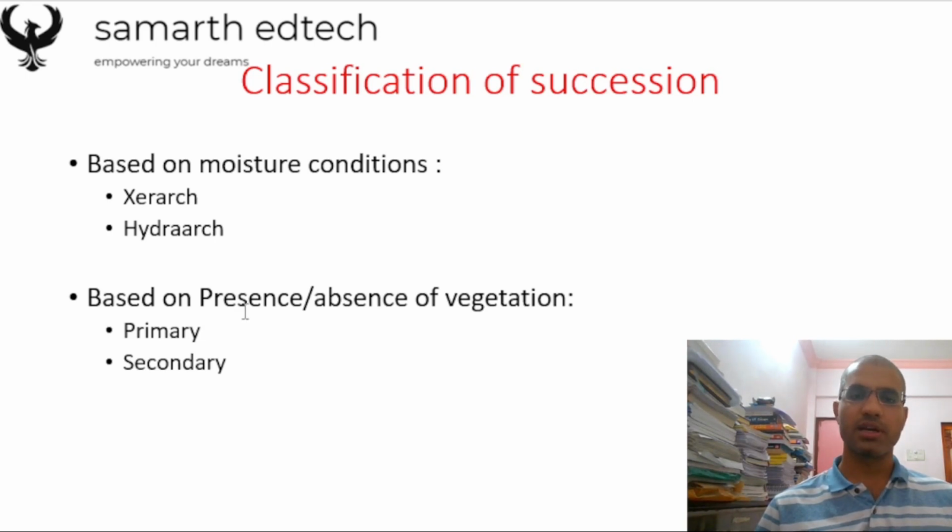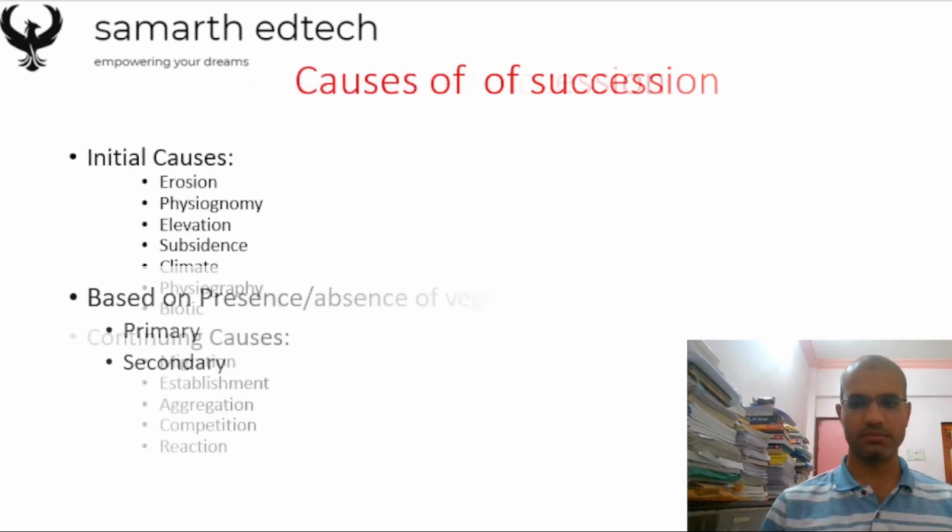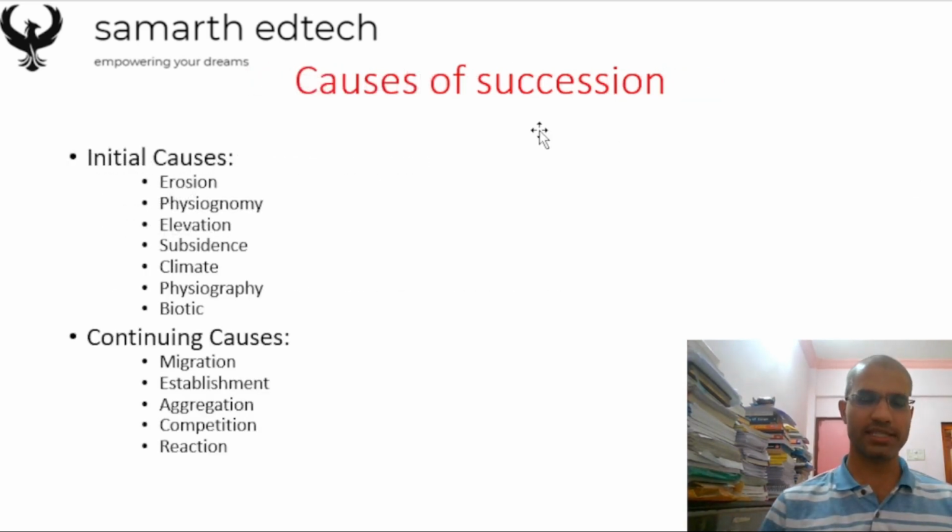Whereas in the case of the other type, that is based on the presence or absence of vegetation, two different subtypes has been classified. The first one is a primary succession and the second one is your secondary succession. Primary and secondary we already have studied in our environment and ecology part. The same concept is over here also. So the next is your causes of succession.